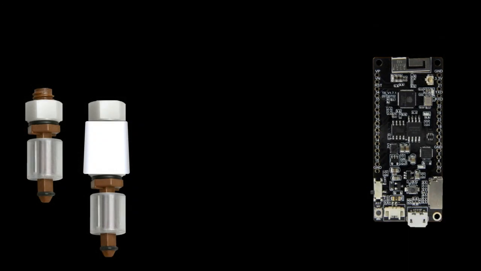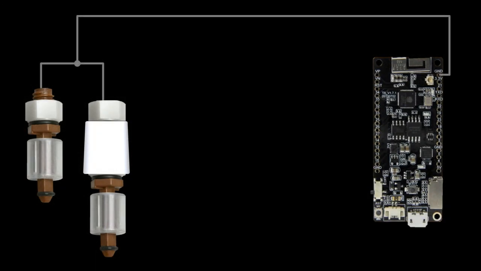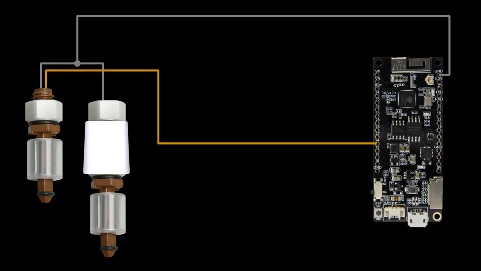The sensors are easy to wire to the ESP32 because they're just like regular switches. One lead from each sensor is connected to a ground on the ESP32. The other lead from the top one is connected to GPIO14. The other lead from the bottom one is connected to GPIO 12.